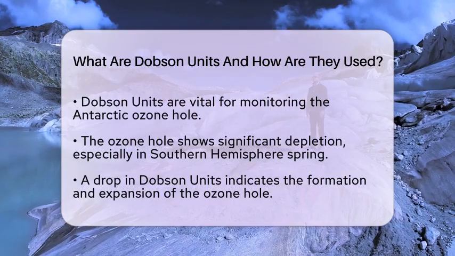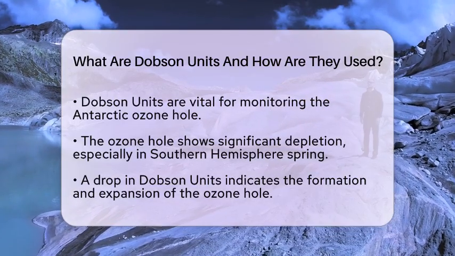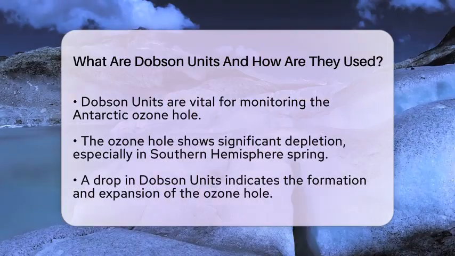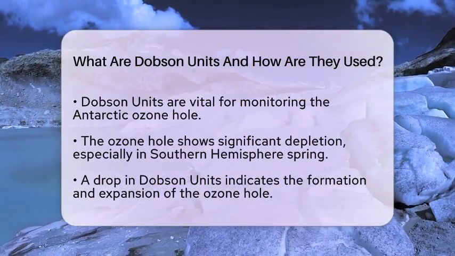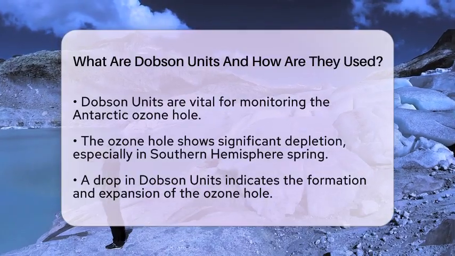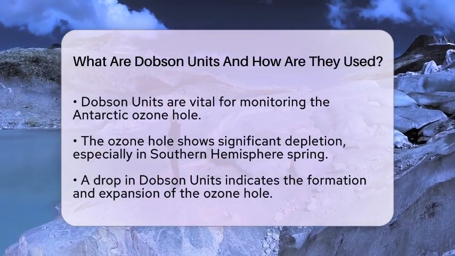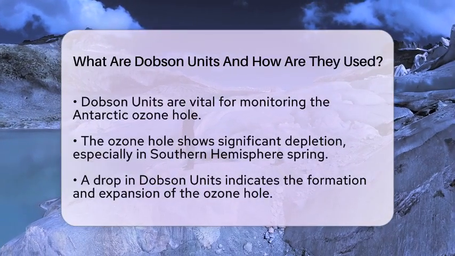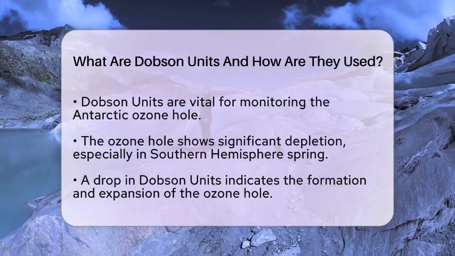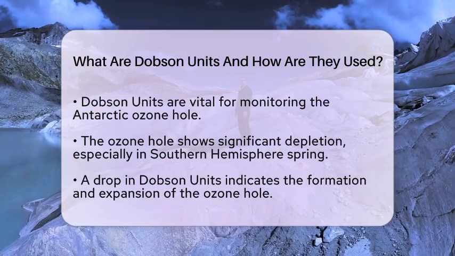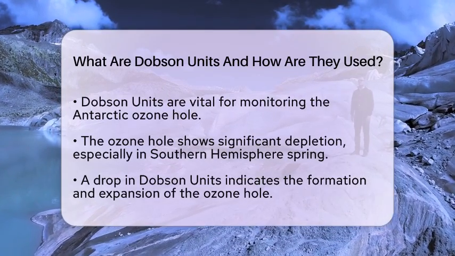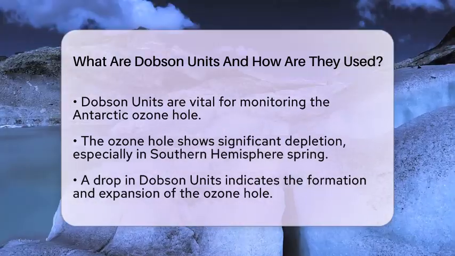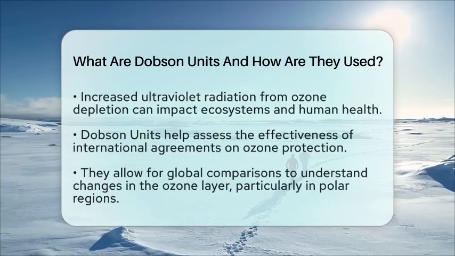In the context of polar regions, Dobson units are extremely important for monitoring the Antarctic ozone hole. This area is known for having significantly depleted ozone concentrations, especially during the Southern Hemisphere spring. By measuring ozone in Dobson units, researchers can track the size and depth of the ozone hole over time. For instance, a dramatic drop in Dobson units over Antarctica indicates the formation and expansion of the ozone hole.